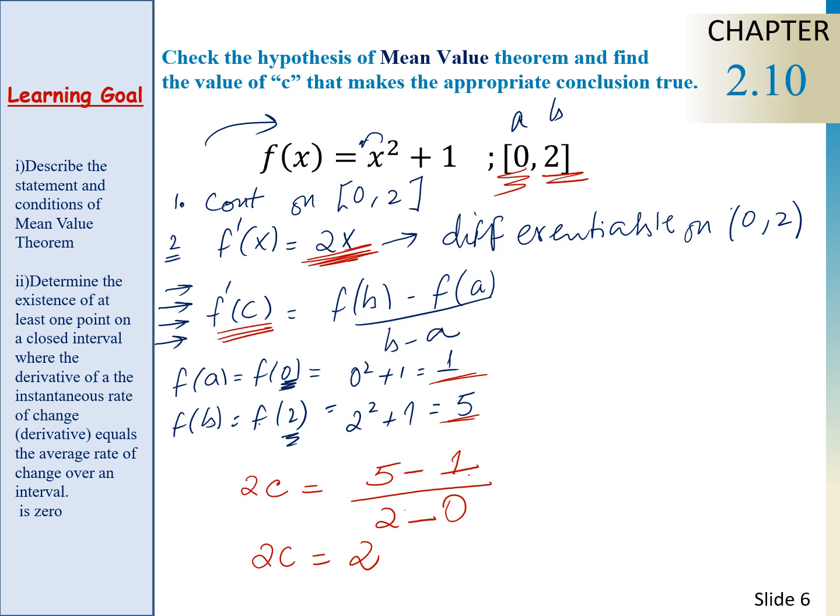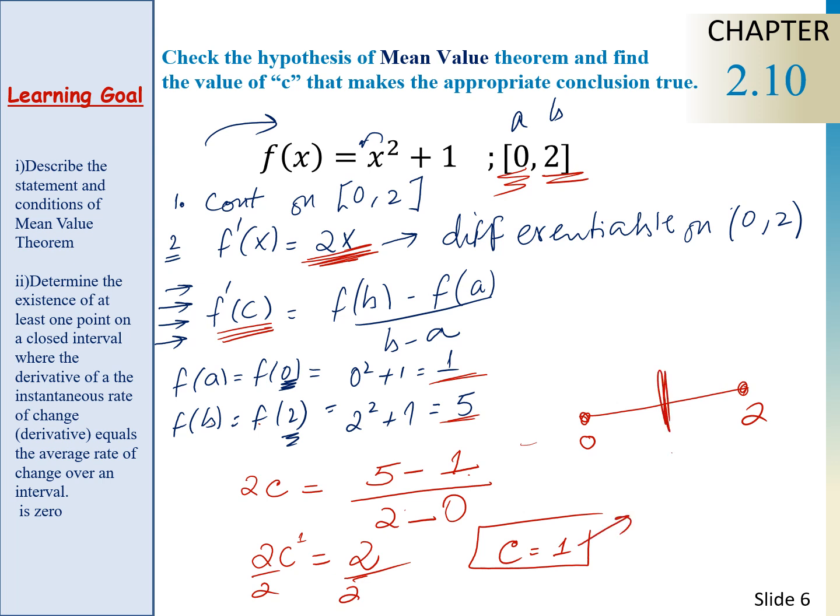Now here this is not a quadratic function. It's a linear function because c has power 1. So just solve it. Divide both sides by 2. The value of c is 1 because 2 divided by 2 gives us 1. Now have a look here. Understand, the starting point is 0. The last point is 2. So where does the 1 fall? 1 falls in between 0 and 2. So yes, this is our c value where the secant and the tangent line slopes are parallel or equal to each other.